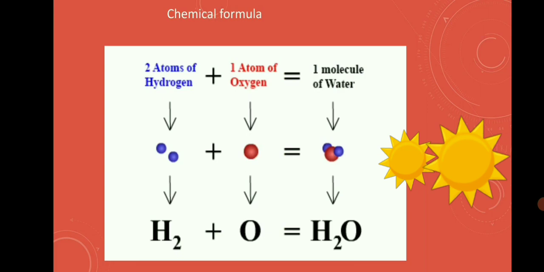Now we will learn about the chemical formula. The chemical formula of a substance is based on the composition of that substance. It indicates the type and number of atoms of each kind present in that substance. For example, the chemical formula of water is written as H2O. This means that a water molecule is formed by the combination of two atoms of hydrogen and one atom of oxygen.